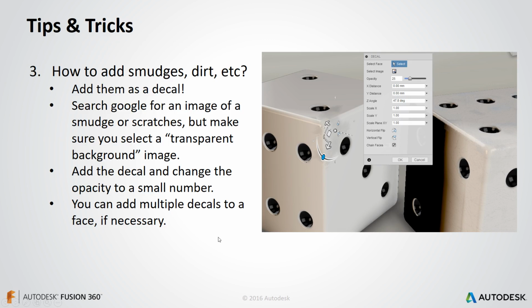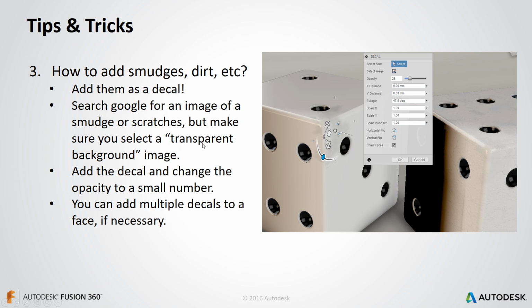Okay, so how do you add these smudges, these scratches, the dirt, rust, etc.? Well, I found the easiest way is to add them as a decal. And I'm going to go through live and show you how to do this. But basically what you want to do is search, I use Google, but you can use Yahoo or whatever, for an image of smudges or scratches, etc.